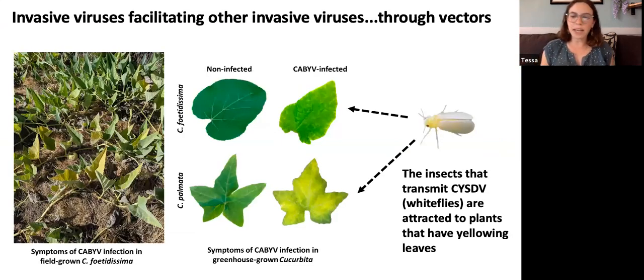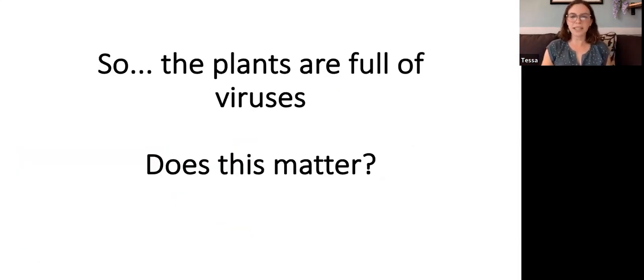CYSDV is transmitted by whiteflies, unlike CABYV, which is transmitted by aphids. Both insects are attracted to yellow coloring on leaves, and the symptoms of the viruses in the plants are similar: yellowing of leaves. So we suspect that the yellowing of the squash leaves is attractive to vectors of the other virus. Once you have one virus, you as a plant are likely to collect more viruses. So the plants are full of viruses. Does this matter?